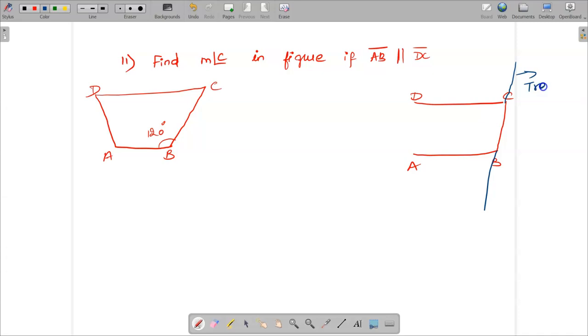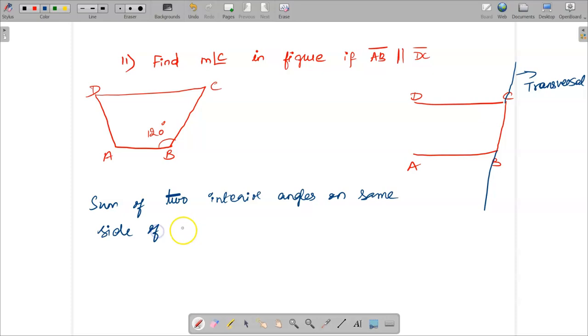Okay, so this is the transversal, and we have the property that the sum of two interior angles on the same side of the transversal is supplementary, or we can say that it is 180 degrees.